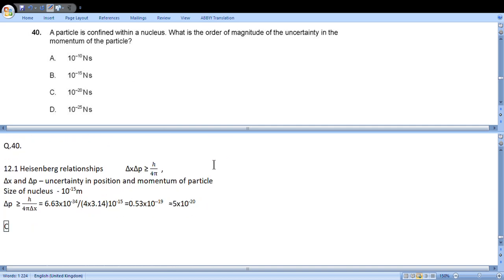40. Easy. A particle is confined within a nucleus. What is the order of magnitude of the uncertainty in the momentum of the particle? So section 12.1, Heisenberg relationships. Here we have uncertainty in size, uncertainty in momentum, and some constant. So solving it for uncertainty in momentum and taking into account that the size of a nucleus is of order 10⁻¹⁵, we get something about 10⁻²⁰, so it is C.